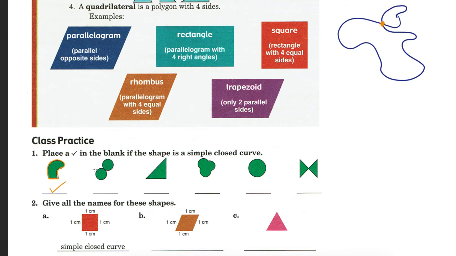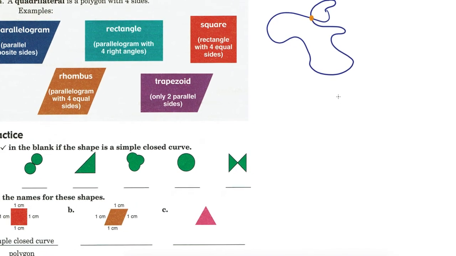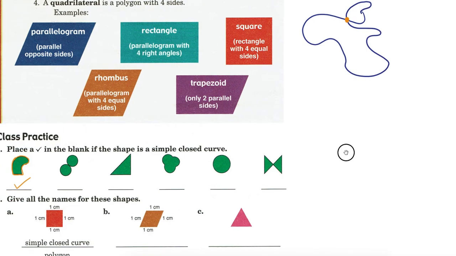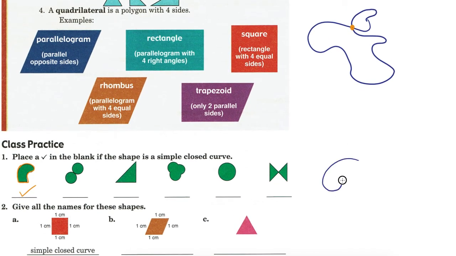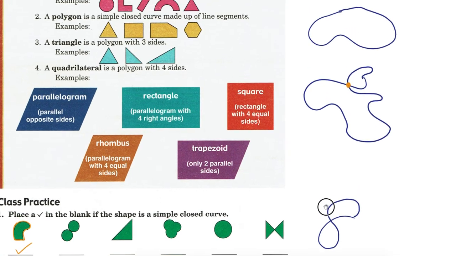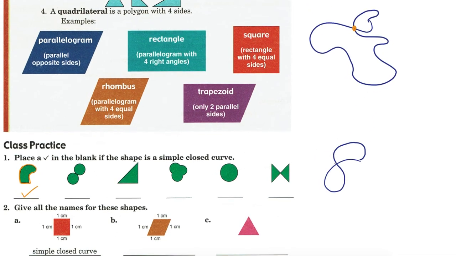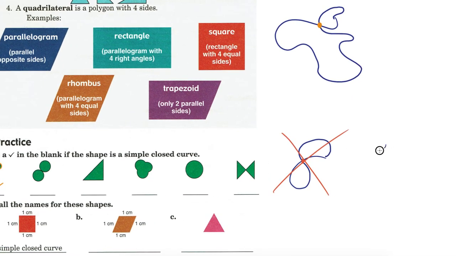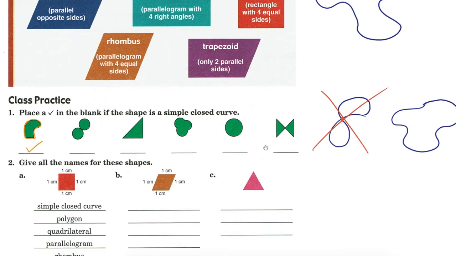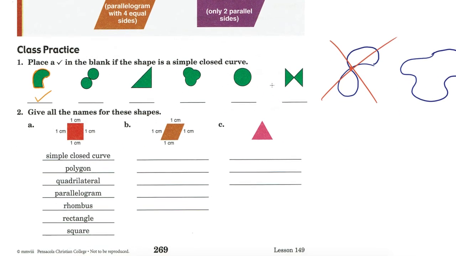So you've got to do the same thing for the other ones, looking for shapes that never intersect, never cross each other. Something like this is not a simple closed curve, because at this point here, it crosses. But something like this is a simple closed curve because the lines never cross each other. Let's go through each one and just look at it.